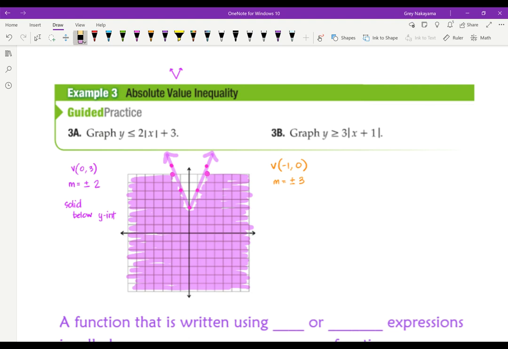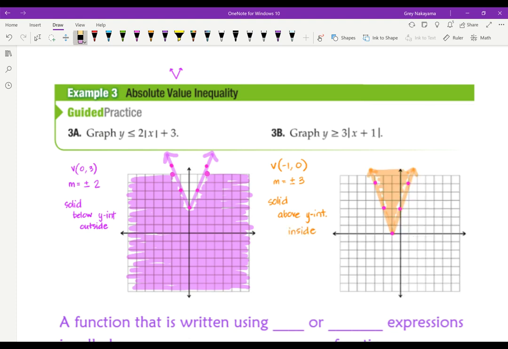That 3 in front is telling me the steepness, and that is plus or minus 3. Is my line going to be solid or dotted? I hope you said solid, because it's equal to. And if it's y is greater than, it means I'm going to be above my y-intercept. Back over there was outside. So above my y-intercept, you don't know that y-intercept until you graph it, but you're going to see it's going to be inside, because this is my y-intercept right here.